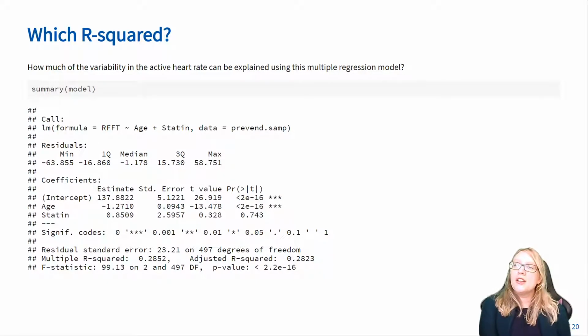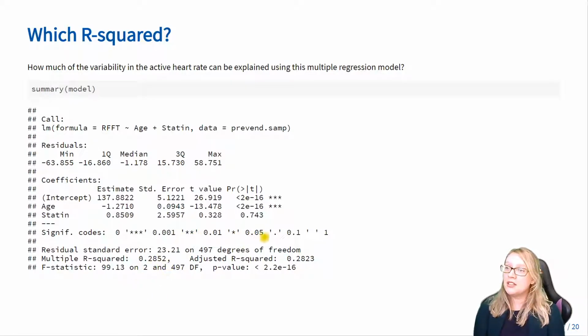So let's take a look at this multiple regression model that's using age and statin use to predict the RFFT score. How much of the variation in active heart rate can be explained using this? Excuse me, active heart rate here is a typo, so please ignore that. That should be the figural fluency score. We're explaining about 28.5% of the variation.